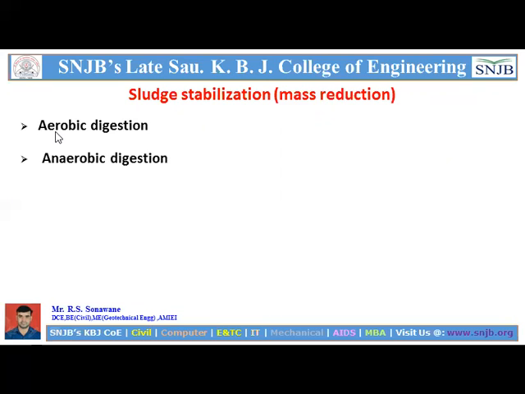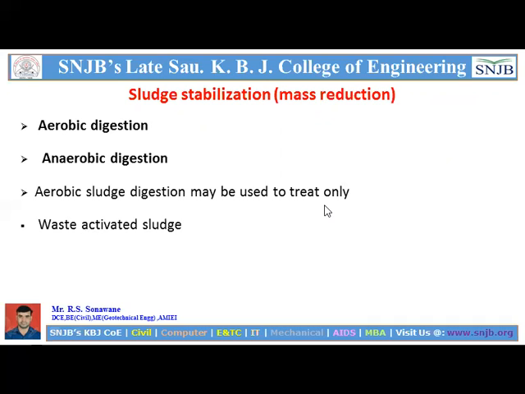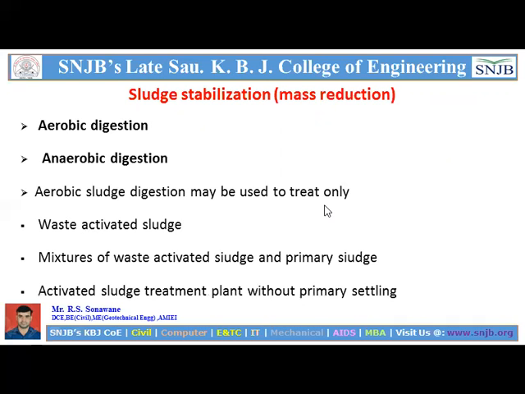Then anaerobic digestion. In the previous two or three lectures we discussed anaerobic digesters. In the absence of oxygen, this sludge can be digested. Aerobic sludge digestion may be used to treat only waste activated sludge, a mixture of waste activated sludge and primary sludge, or an activated sludge treatment plant without primary settling. So this is sludge stabilization, or what we can call mass reduction.